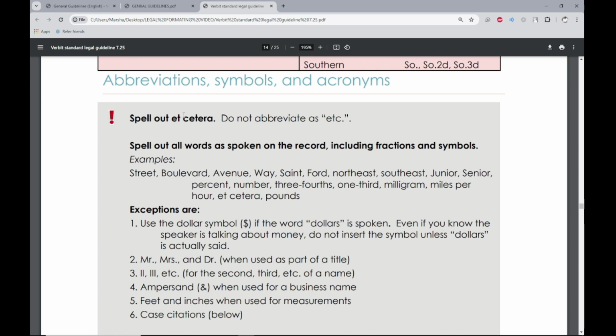Then we have this one, the etc. When a speaker says "etc." on a legal transcript, just write the whole word, "et cetera." Right, the whole word. Okay.